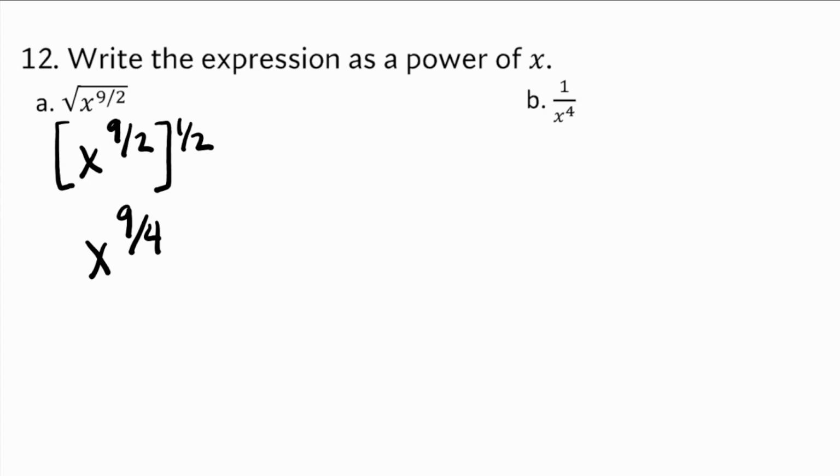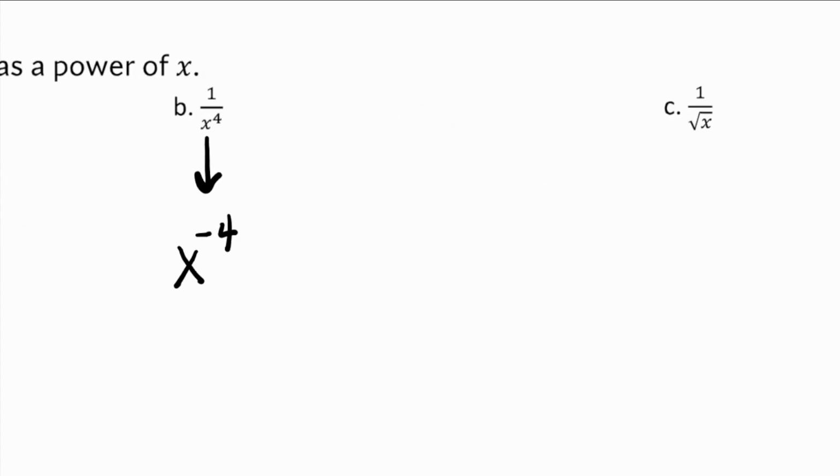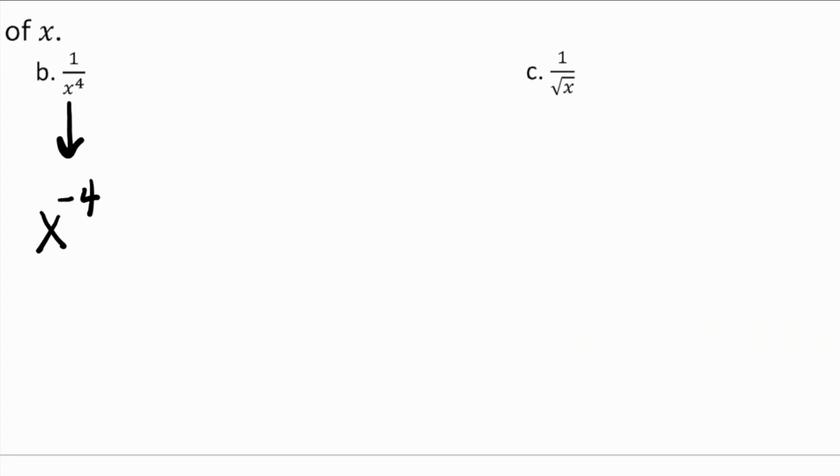1 over x to the 4, okay, powers of x in the denominator, we just call those negative powers, so that's going to be x to the negative 4. And 1 over the square root of x, okay, well, I could say that's 1 over x to the 1/2 power. That's the thing that we learned somewhat recently. And just like before, we've got that power of x in the denominator, we're just going to call that a negative power and say that's x to the negative 1/2.